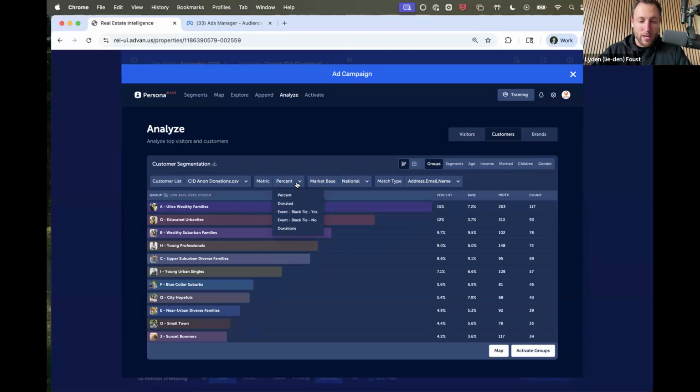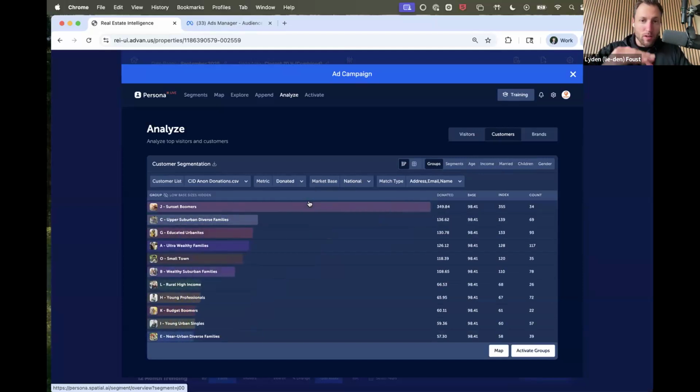But the real power here is you can see how much they actually contributed to your bottom line. So right now I'm just averaging out across all of the donations I got for each segment, how much they donate on average. In this case, Sunset Boomers, high income, wealthy boomers. They donate $349 on average. The average is $98. These people donate 3 times as much as the average. So, what can you go do with that? You can either go map it and find where those people are, or you can activate media against that.